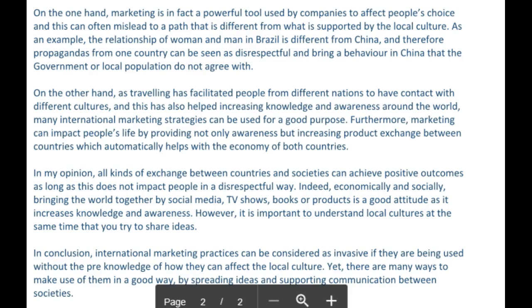Alrighty, let's see. So on the one hand, marketing is in fact a powerful tool used by companies to affect people's choice, and this can often mislead to a path that is different from what is supported by the local culture. As an example, the relationship of women and men, why don't you say instead, or a woman and man in Brazil is different from China, and therefore propaganda with no S from one country can be seen as disrespectful and bring a behavior in China that the government or local population does not agree with, because it's government one thing, local population one thing, so it does not agree with.